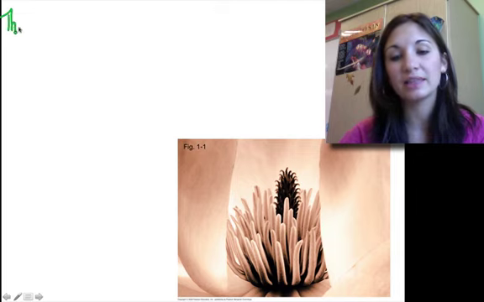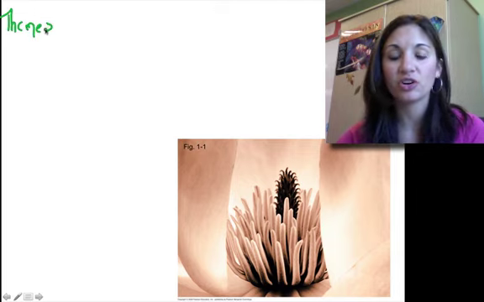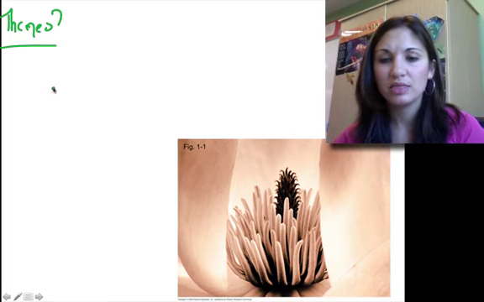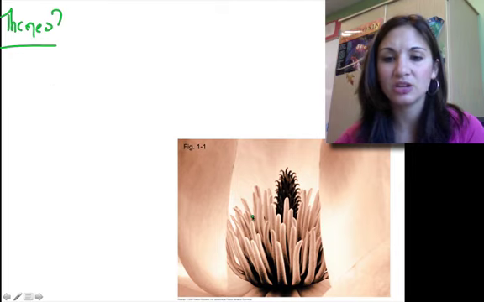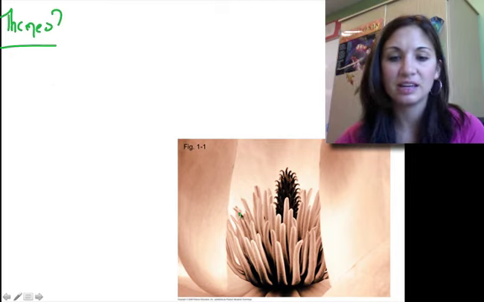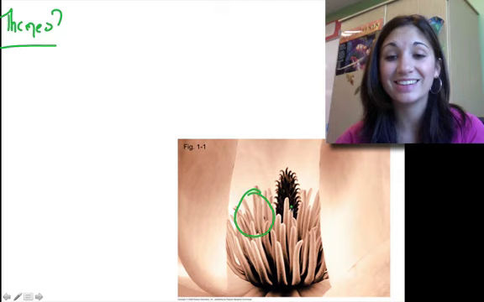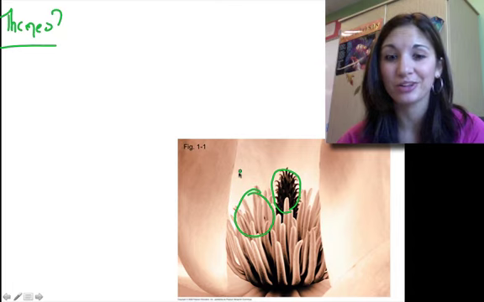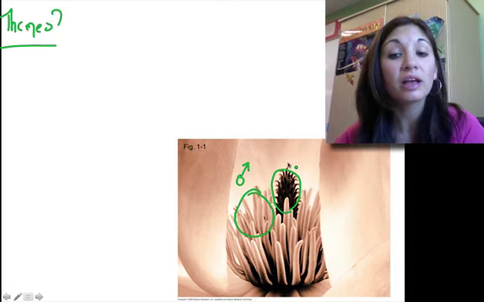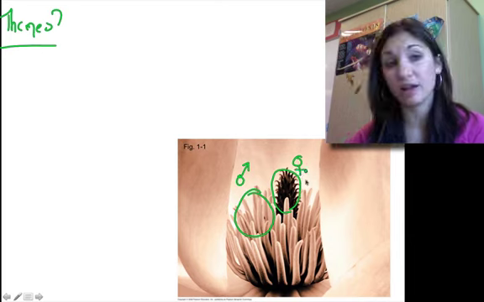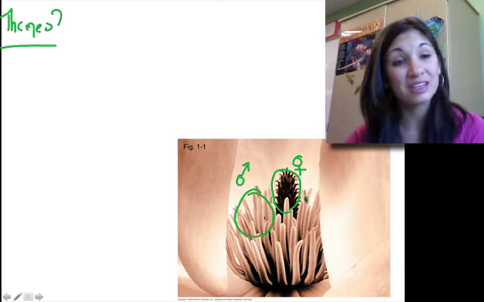Well, if we're just looking at this, we can see that we have structure and function here. So this is the anther part of the flower here, and in the center we have the stigma. The anther is the male portion of the flower, and the stigma is the female portion. Yes, plants do reproduce sexually. And if we look at structure and function, why is the plant arranged this way? Is it just random? Well, the answer is no.